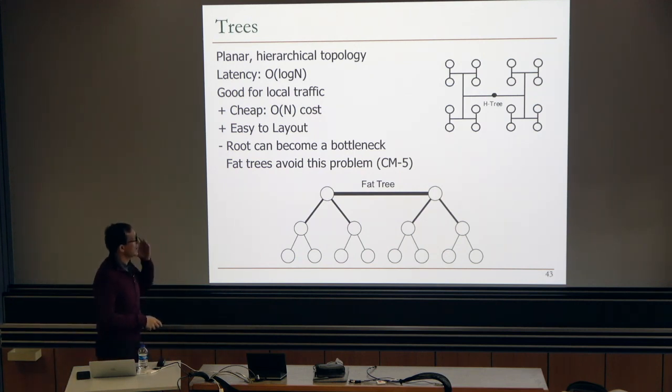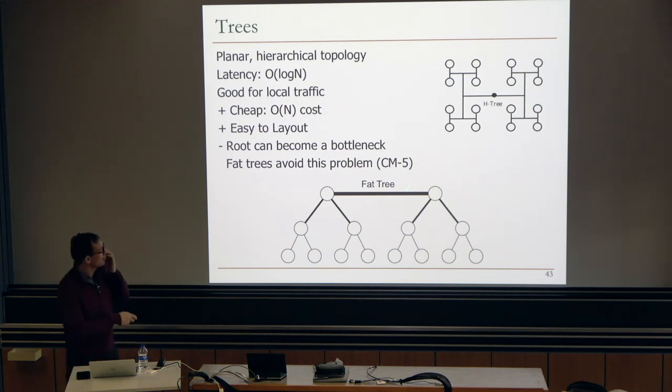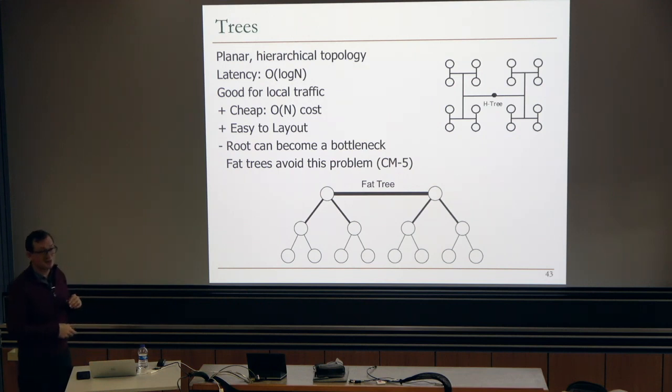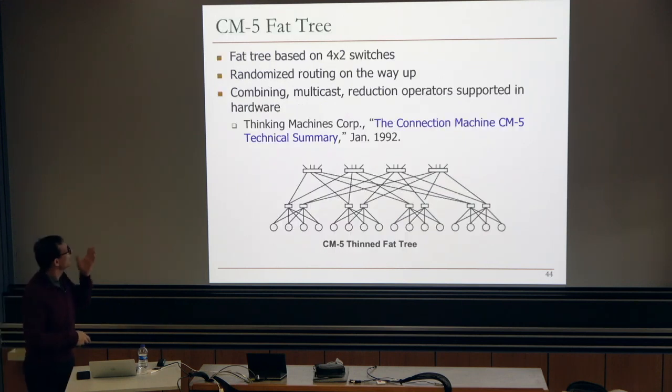And these were actually used in some parallel computers. Connection Machine is one example. This was designed by the Thinking Machines Corporation. These are machines that are really, really interesting. If you're interested, I would recommend studying it. But this is their fat tree, basically. You can read the paper for more detail, but it has these 4x2 switches. You have these 4 nodes that go through a 4x2 switch.